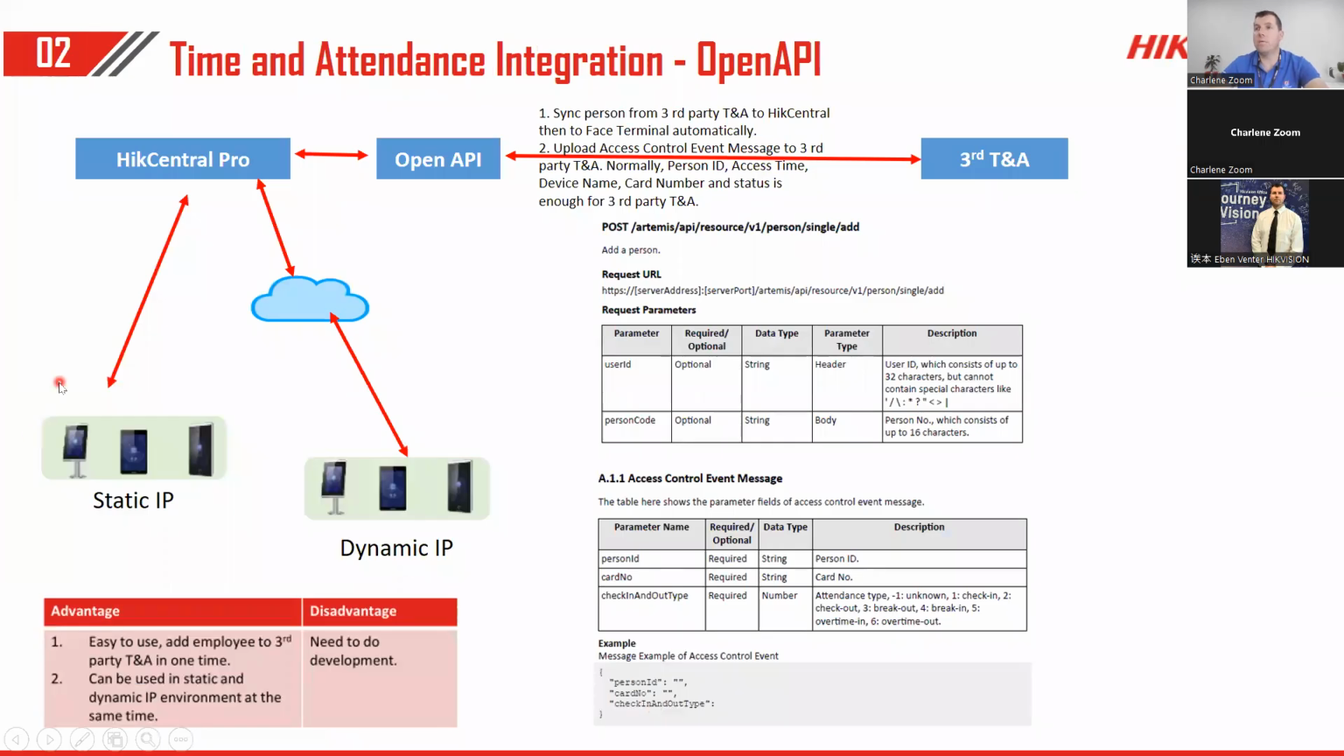So there are two ways that we can connect it to HIK Central Professional. Either through the static IP address that will be on the site itself, gets pulled into HIK Central, then to the open API, and from the API it will go to the third-party time and attendance software. And it works the other way around as well. So these commands are here, and then also the dynamic IP range, that is when we have a static IP address that's going through the internet, through the cloud, through the network, and then to the system.